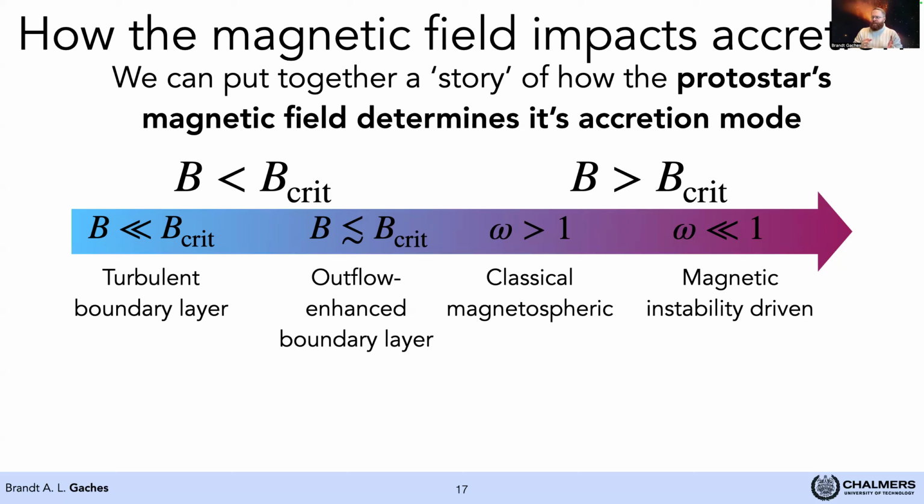If you're able to truncate the disk, so your magnetic field is stronger than this value, then it splits again. If your fastness parameter is much, much greater than 1, you end up with classical magnetospheric accretion. Conversely, if you end up with a fastness parameter that's much, much less than 1, you end up with a magnetic instability-driven mode of accretion. Then you get very systematic variability that goes up and down, and not a lot of stable accretion over time.